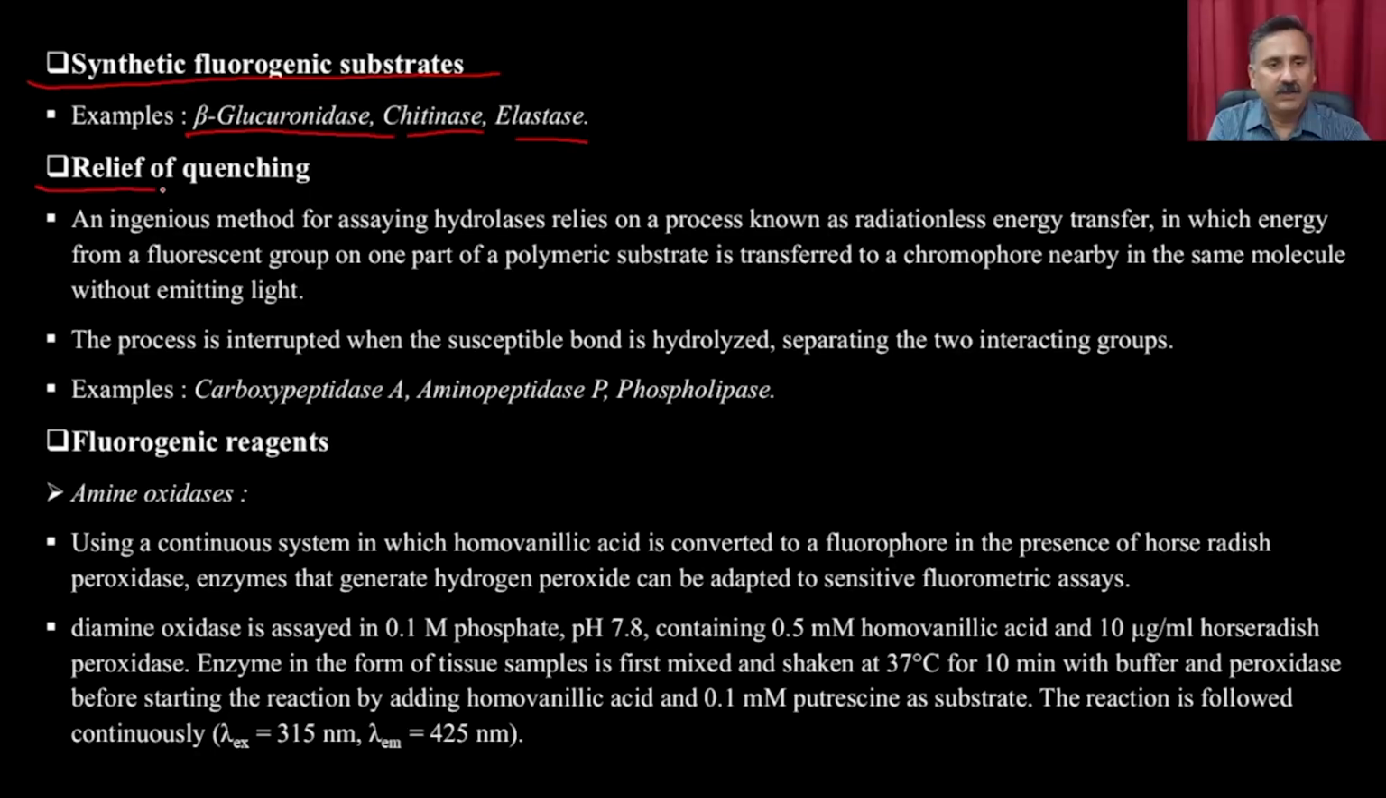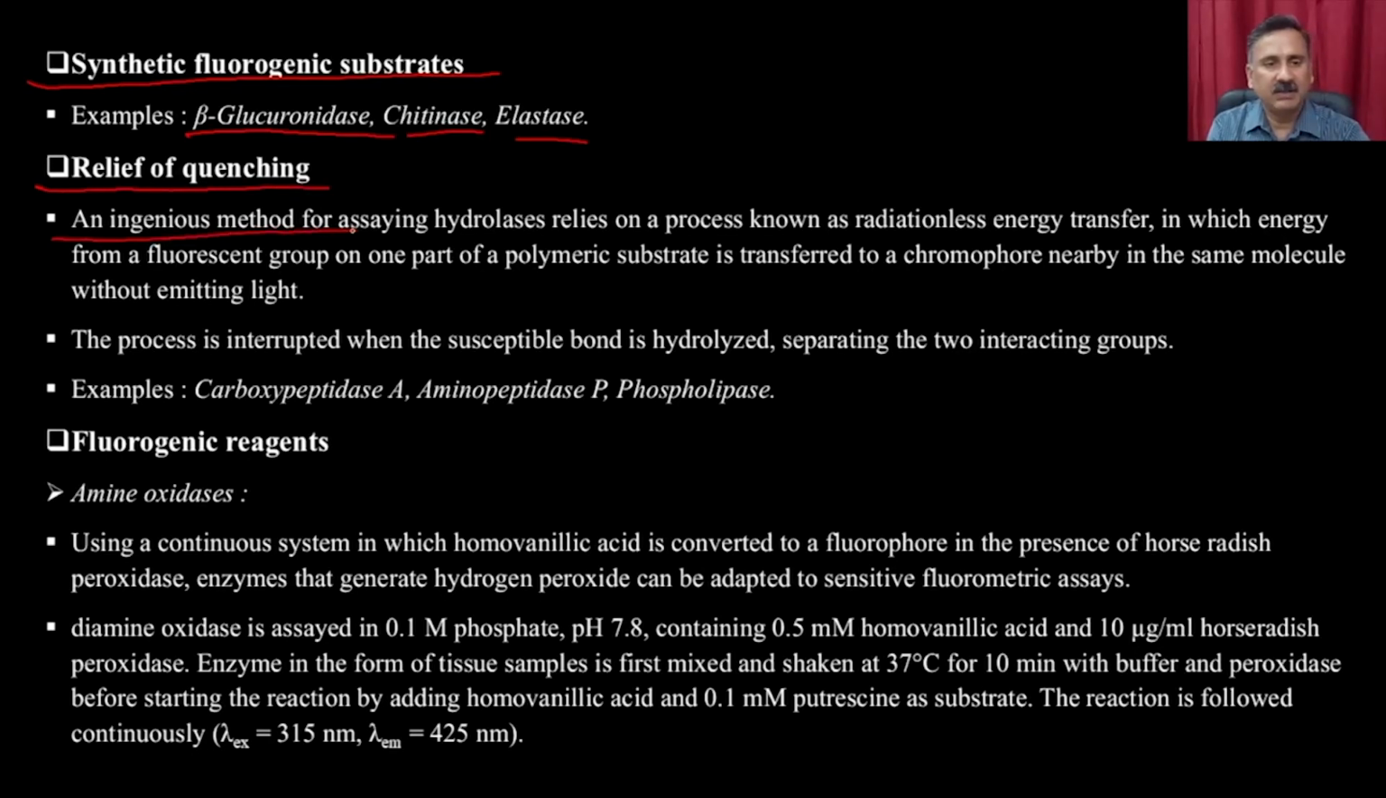Sometimes we also use synthetic fluorogenic substrates like those for beta glucuronidase, chitinase, and elastase. Many of the proteases are also assayed using a fluorogenic protease substrate, and when the reaction occurs, the fluorescent probe is released, and that's how it gives you the increase in fluorescence, a relief of the quenching.